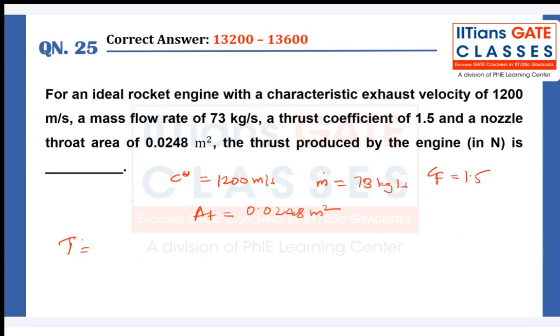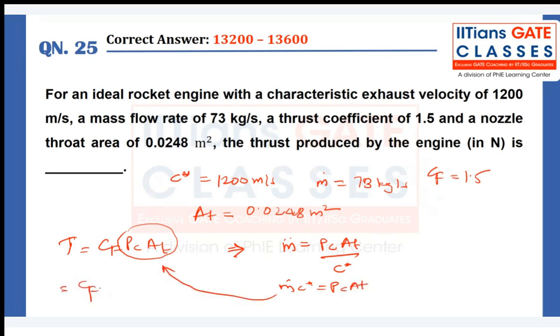So in order to find out thrust, there is an equation called Cf Pc At. This Pc times At can be replaced using m dot choke equation, Pc At by C star. So m dot times C star gives you Pc At. This can be replaced here. So Cf, m dot and C star, all the values are provided in the question itself. You will get a thrust approximately 13140.